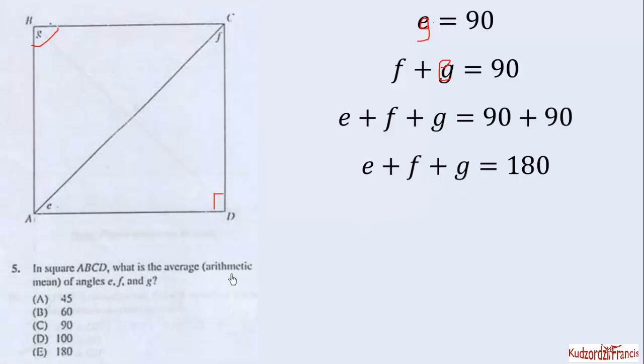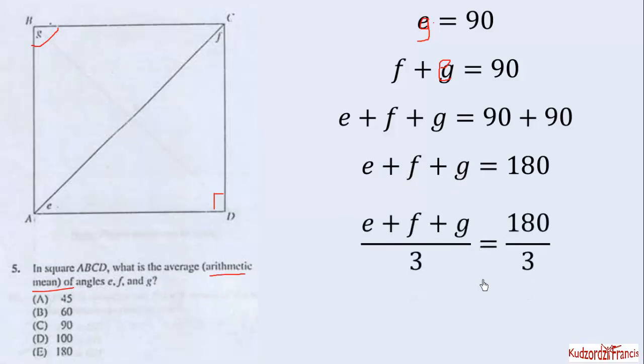Now recall that for the arithmetic mean, we divide the sum by the number of items. So we have 1, 2, 3 here. So we divide both sides by 3 to get the arithmetic mean, and that will give us 60. So the correct answer is B. Now look at question 6. If n is an odd integer greater than 9, then in terms of n, what would be the smallest even integer greater than n? So this is just here to distract you.